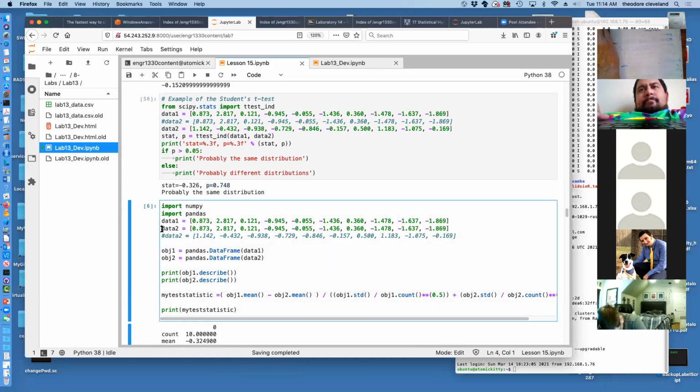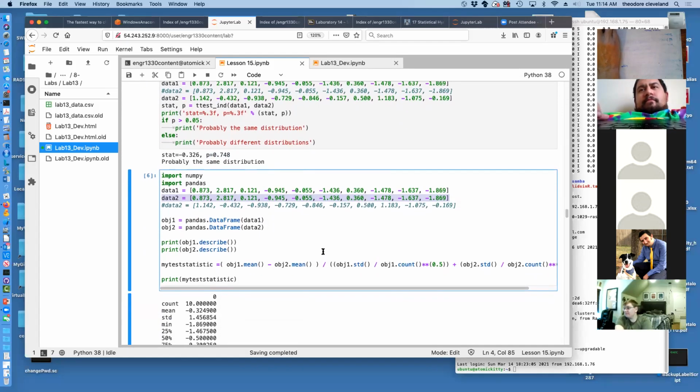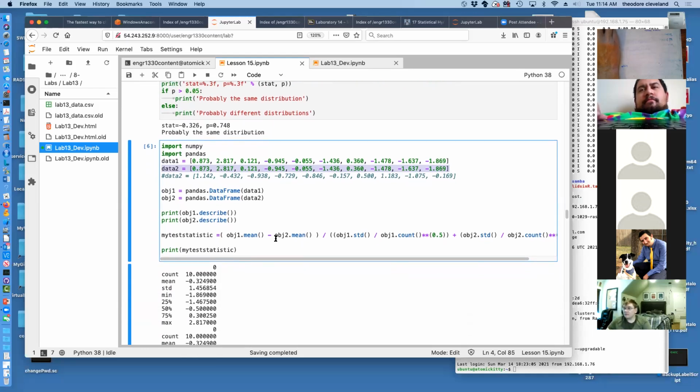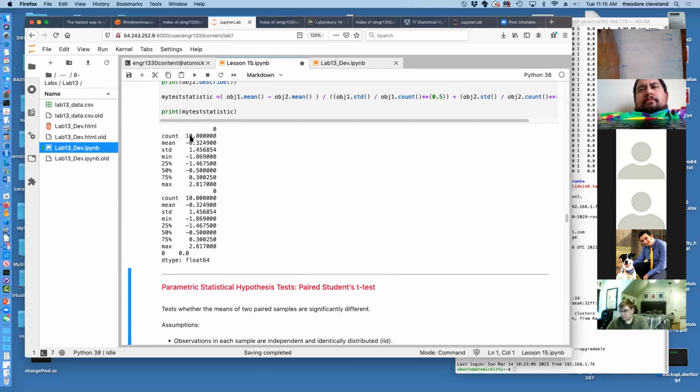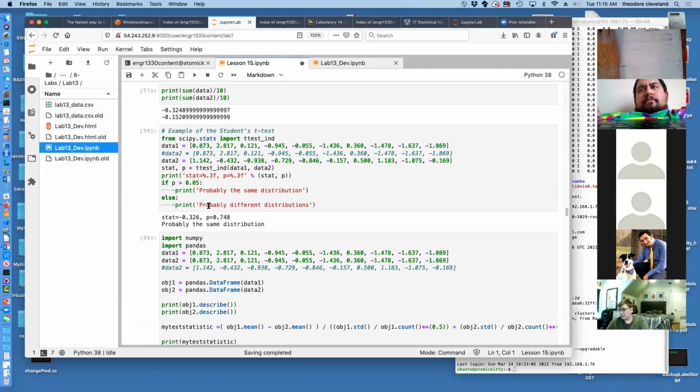Let's play a game. I'm going to repeat the analysis, except I'm going to make data 1 and data 2 identical. With data 1 and data 2 being identical and in a data frame, we'll go ahead and repeat our calculations. So data 1 now has a mean value of minus 0.32, and data 2 has a mean value of minus 0.32. Everything here is identical.